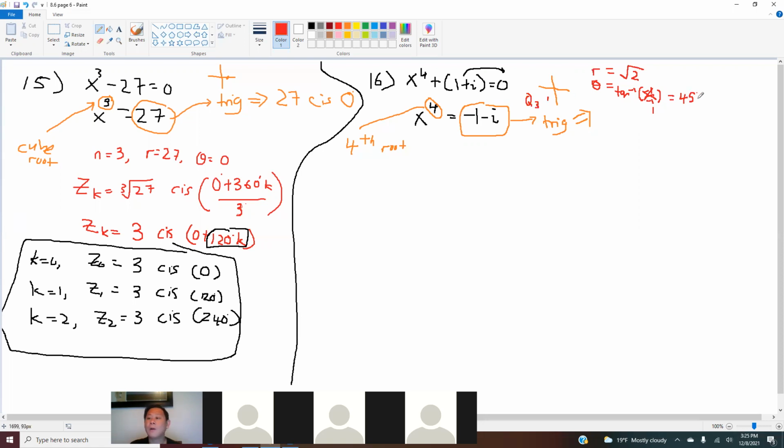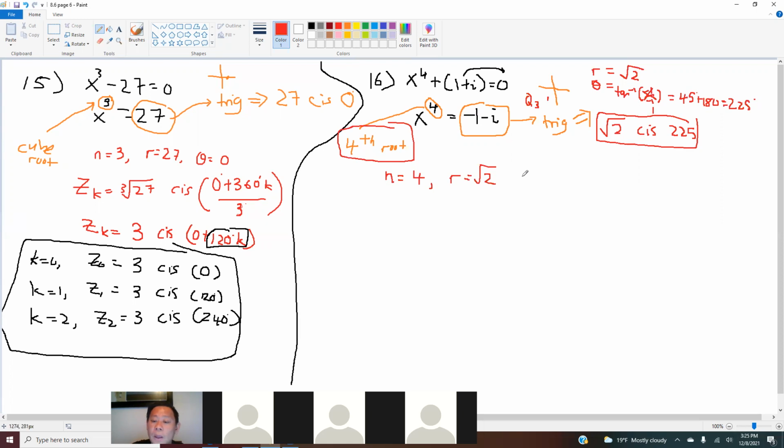So how do we fix this? Add 180. So that will give me 225. So this trigonometric form is √2 cis 225. Okay. So now we need to find the fourth root, so that means my n is 4. My r in this case is √2, and my theta in this case is 225 degrees.